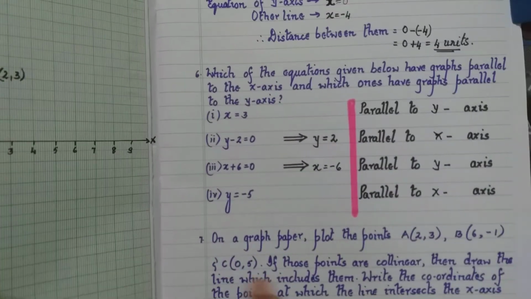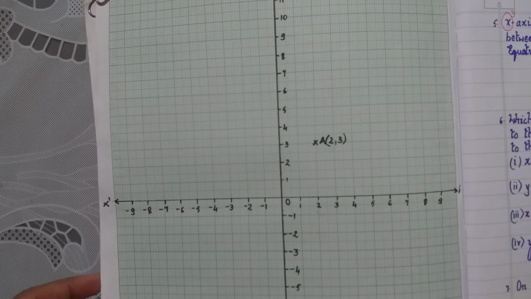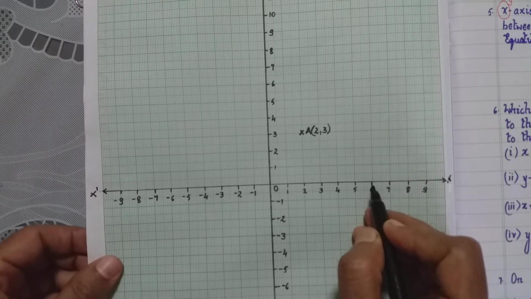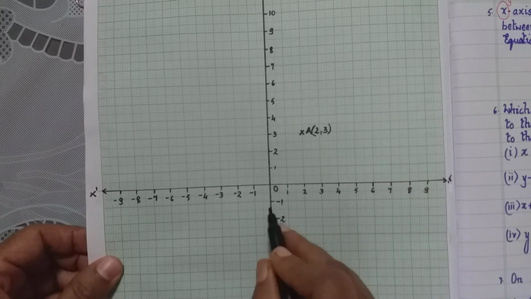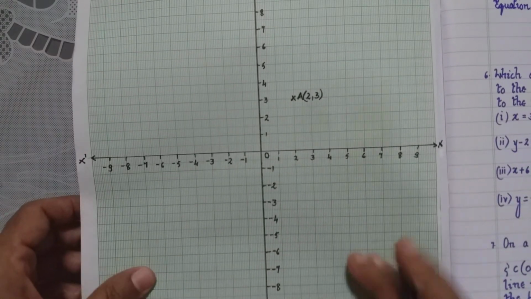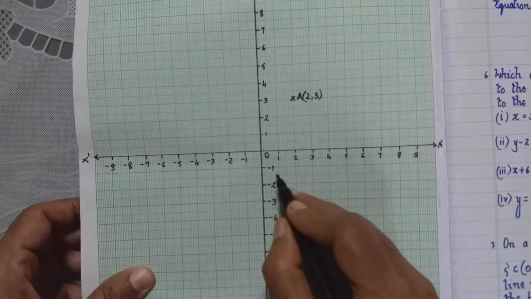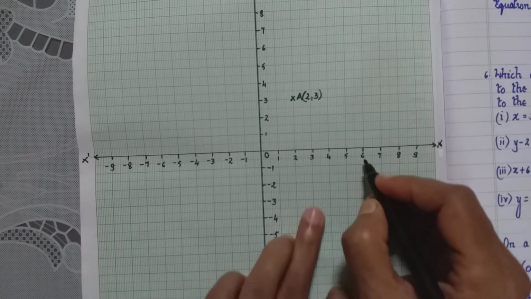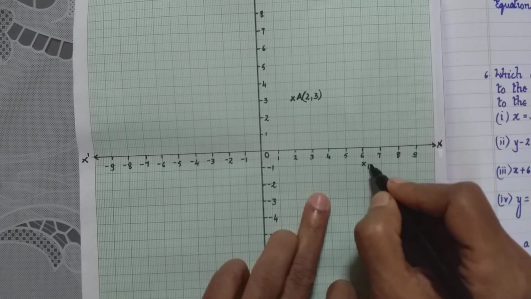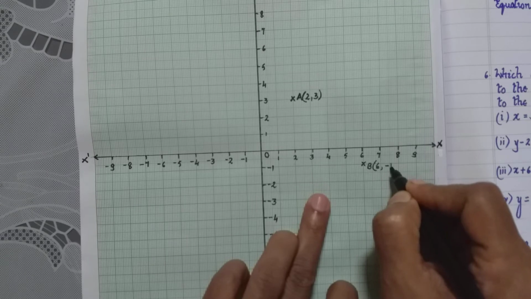Then we have the second point B. They have said B is 6, minus 1. So we have 6 on the x-axis and minus 1 on the y-axis. So it lies in the fourth quadrant. So you see here 6 on the x-axis, minus 1 on the y-axis. Therefore, that will be this point B 6, minus 1.